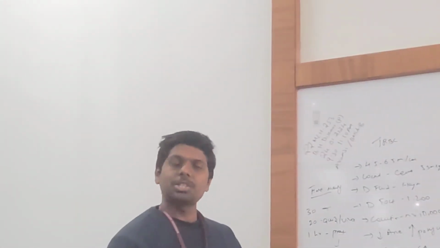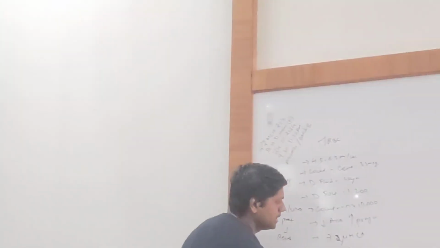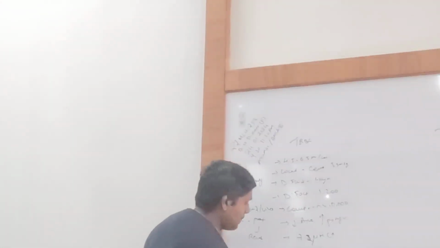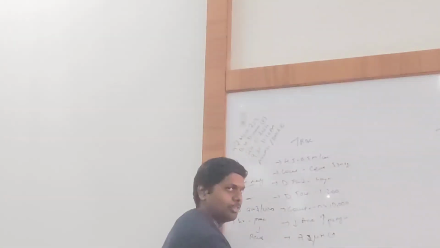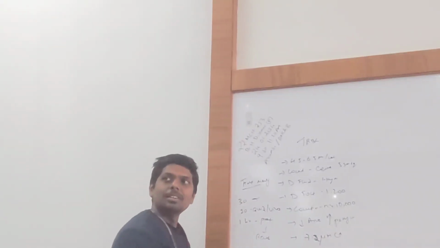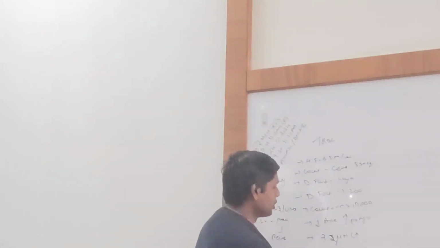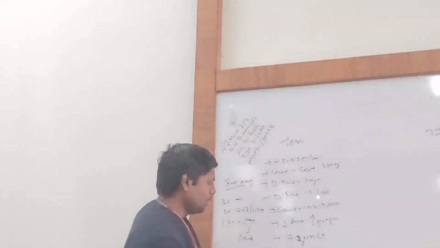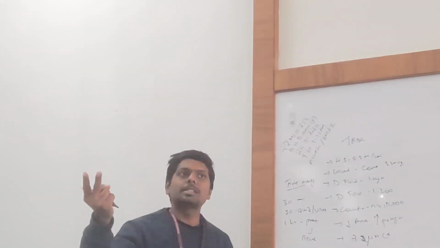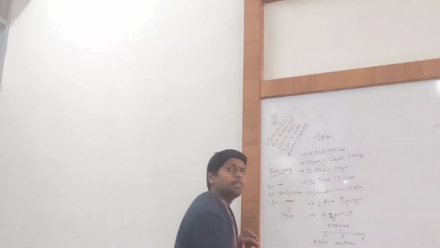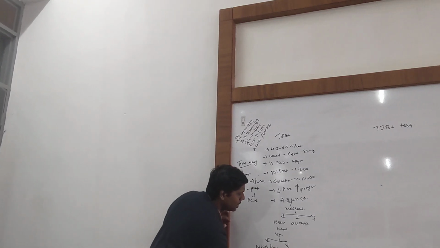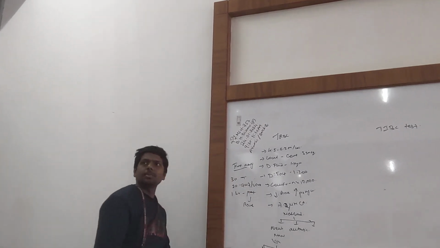Then what are the methods of estimation of RBC? Tell me the method names. Neubauer-Chalmers method, or manual method, or visual method, which are the same. The second one is the automated method. Any more methods? No, that's it. Now this Neubauer-Chalmers method is further of 2 types, based on the type of dilution: the micro dilution method and the macro dilution method. What is the difference between micro and macro?